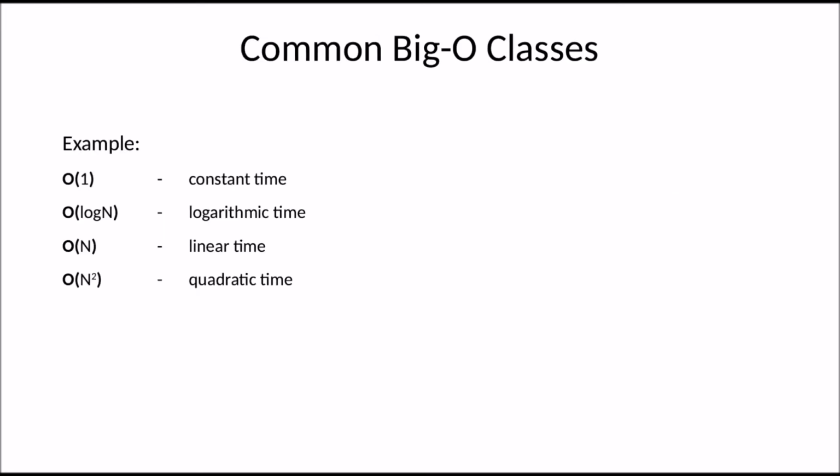For example, O(1) would be constant time. O(log n) would be logarithmic time. O(n) linear time and O(n square) quadratic time. The same refers to space complexity. So O(1) would be a space complexity of constant.